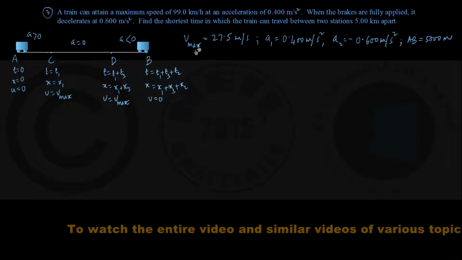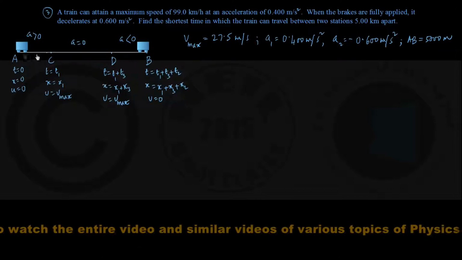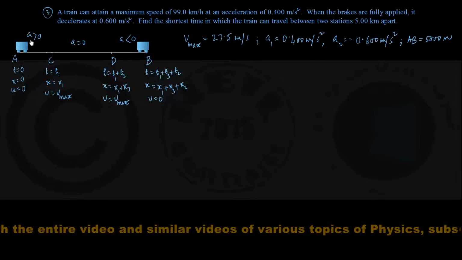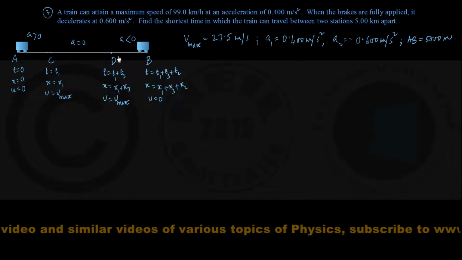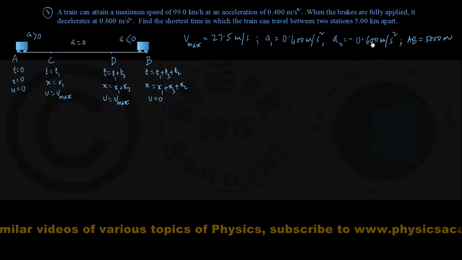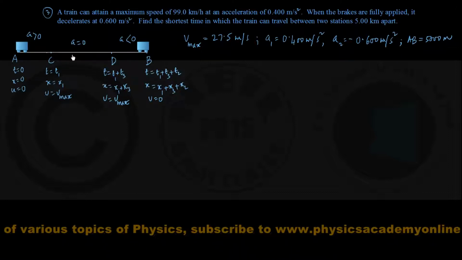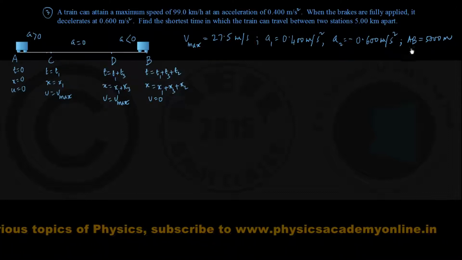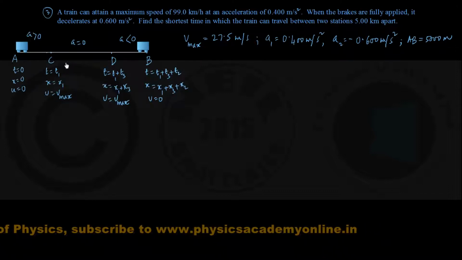Maximum speed attained by the train is 27.5 meters per second. Over the first part of motion AC, acceleration A1 is 0.4 meters per second square. Last part of motion DB, deceleration was 0.6 meters per second square, and the distance between the two stations is 5,000 meters. So we shall plot the motion of this train now in a velocity versus time graph.